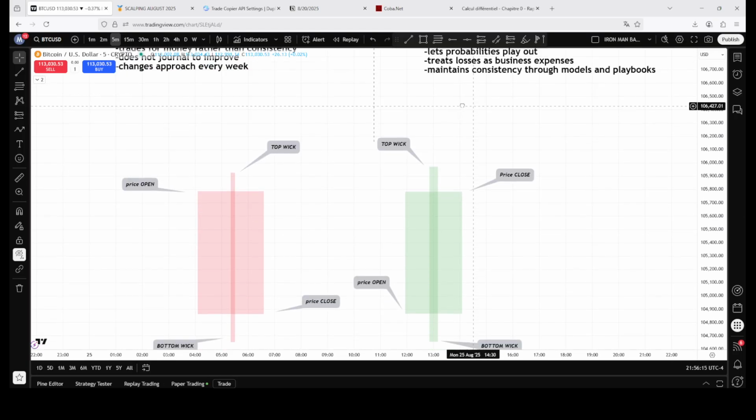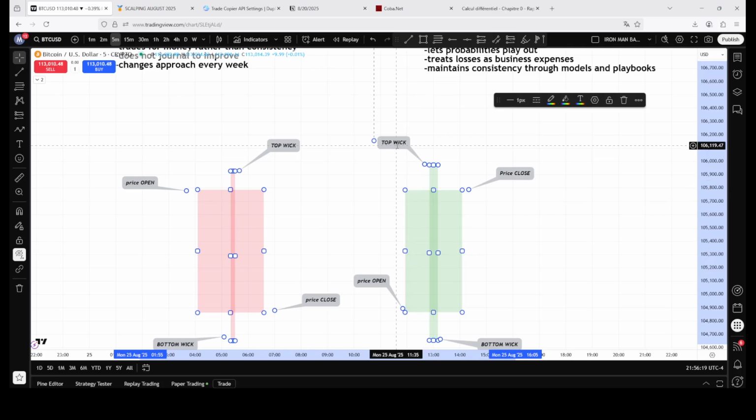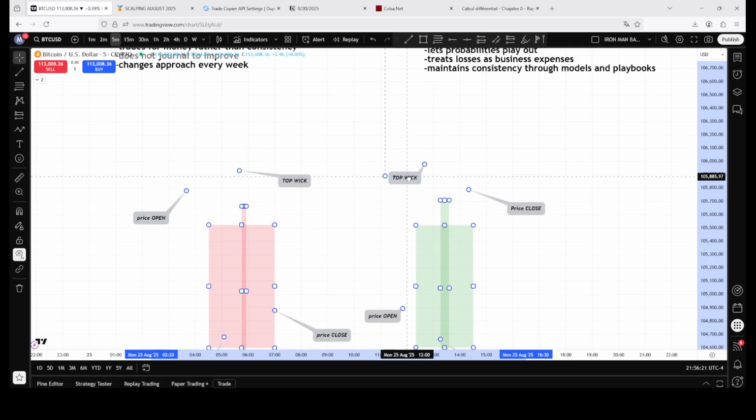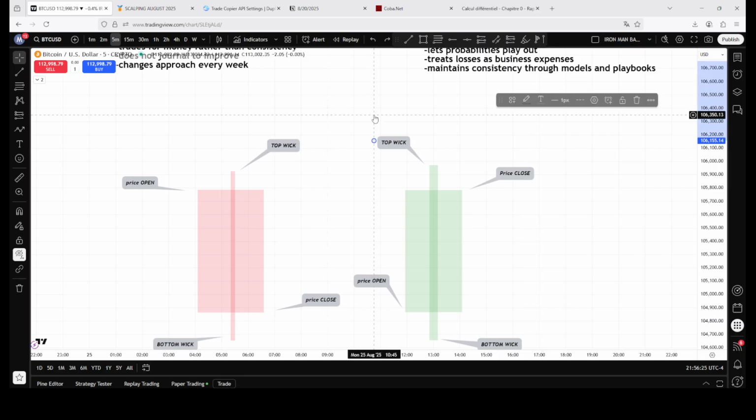So now we're going to go into the core. That's probably why most people looked at this video. It's how do we actually trade? How do we read candles? How do we read candles?